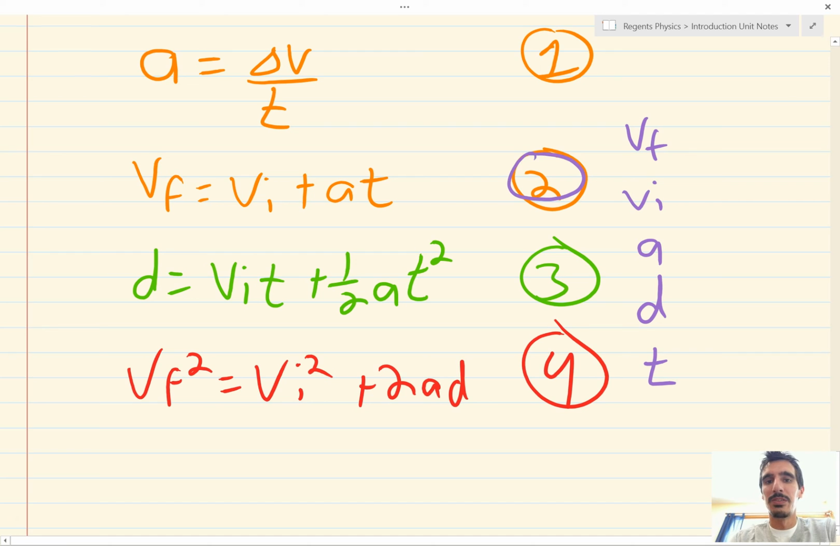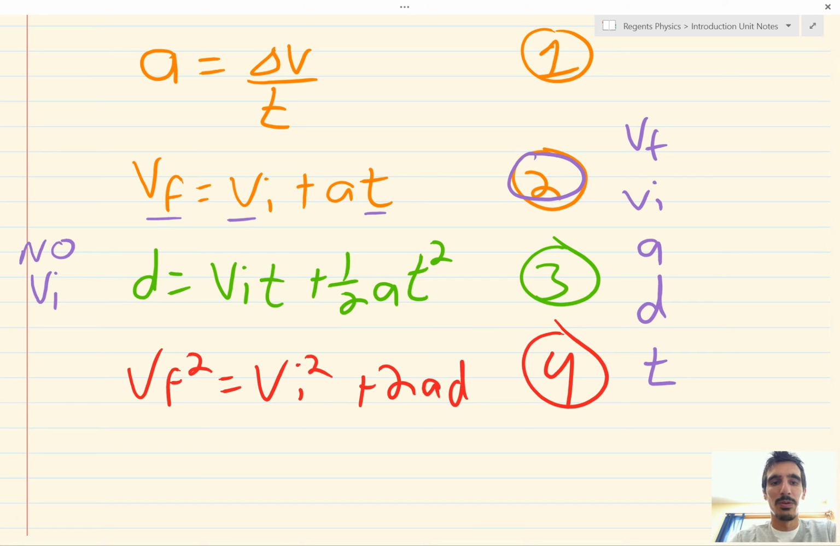Look at equation 2. Notice that this one is missing D. So if you're not given distance in the problem, don't use equation 2. If you're given VF, VI, or T, use that one. Equation 3. Which one is this missing? This one is missing VI. No VI for equation 3. So if you don't have initial velocity, don't use this one.